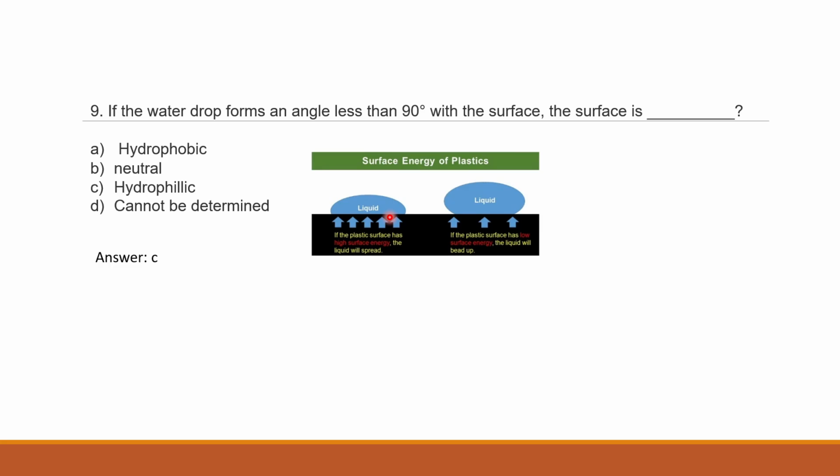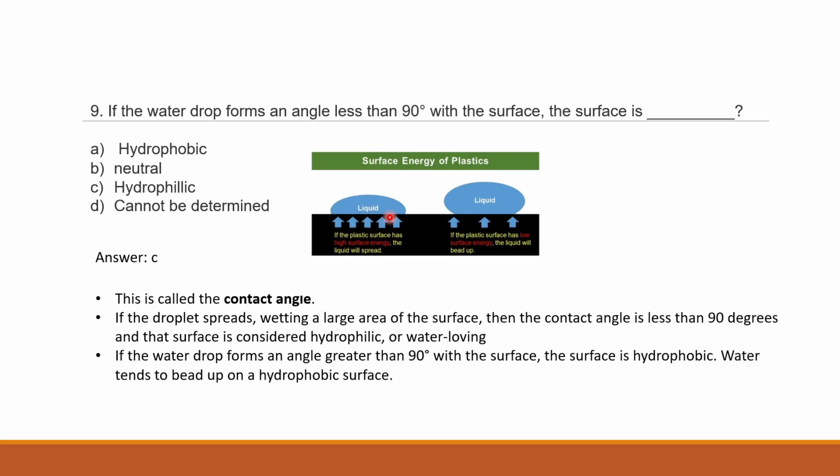This angle is called the contact angle, based on which you can determine the hydrophobicity of your surface. If the droplet spreads on the surface, wetting a large area of the surface, then the contact angle is less than 90 degrees, like they said in the question. Then that surface is considered to be hydrophilic or water loving. If the water drop forms an angle greater than 90 degrees with the surface, then the surface is hydrophobic.